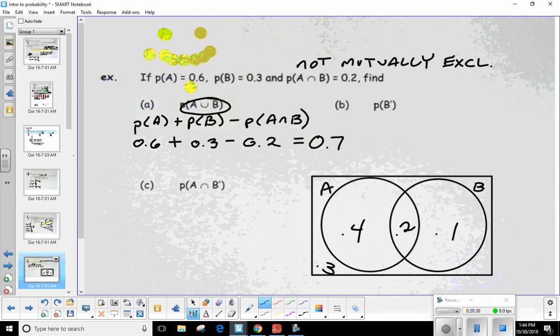So why don't we go ahead and try this? I want you to try B, and I want you to go ahead and try C. All right. Take a little bit of time. Whether you want to use the formulas from the front, or focus on the Venn diagram, either or. Let's see what you guys can come up with.